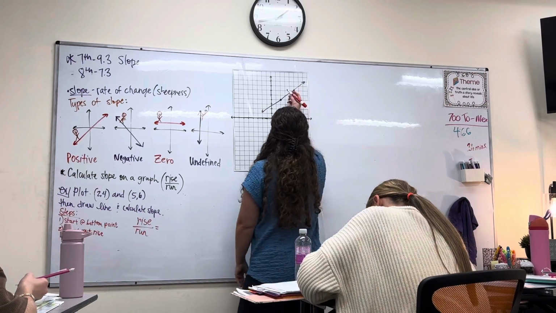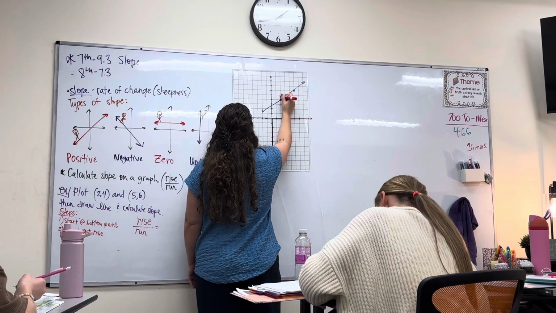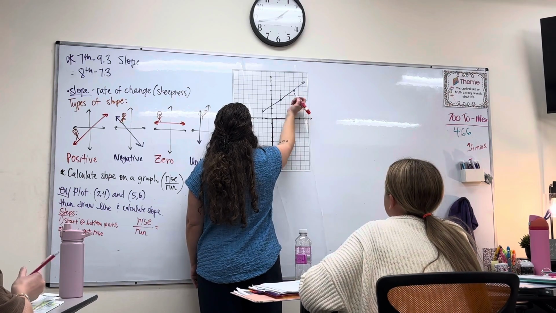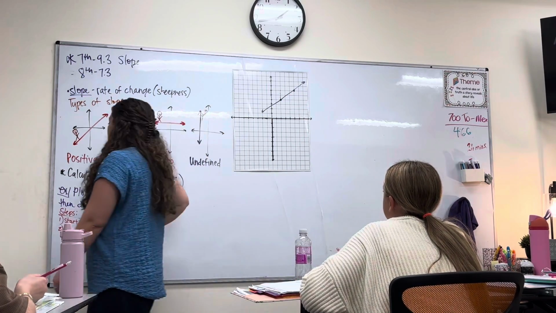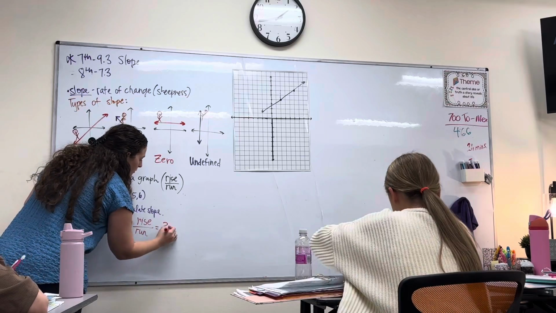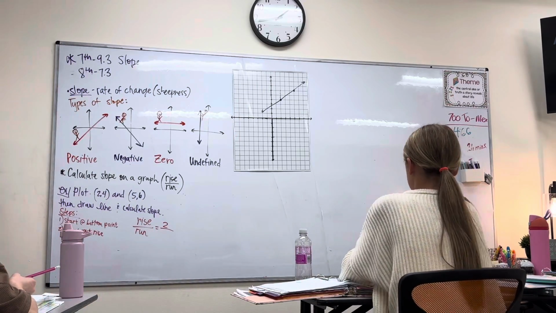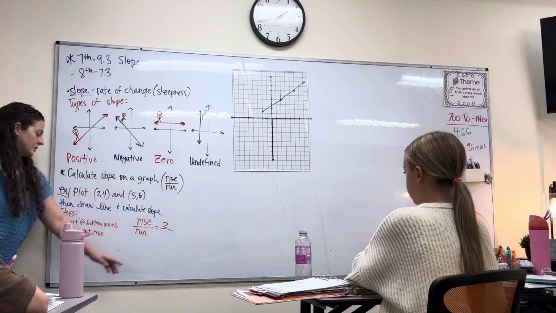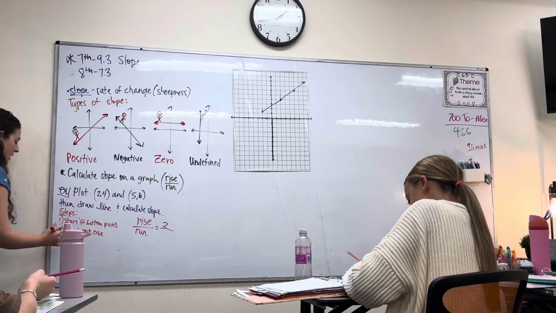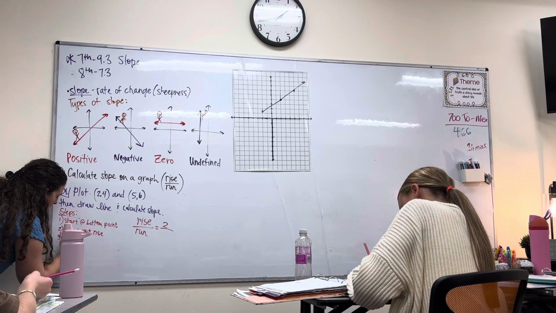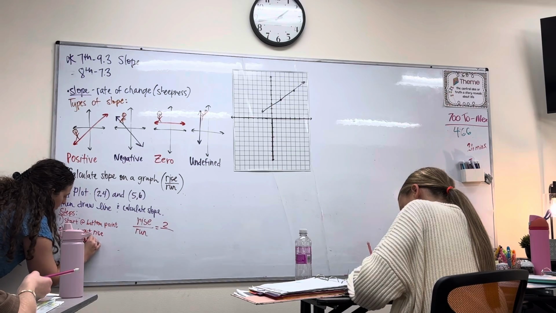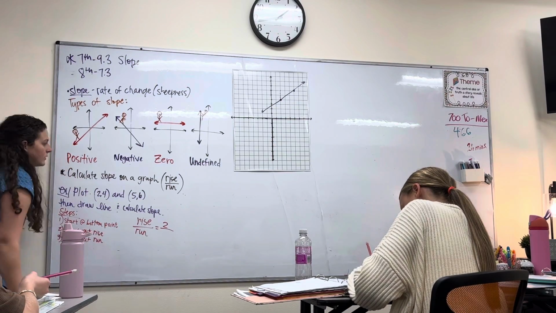How many to get closer to our Juliet? We're gonna rise 1, 2, almost there. So our rise is a positive 2 because we went up 2. Make sure you add it to your fraction. So we're going to count out our rise, and then we're going to count out our run, okay?